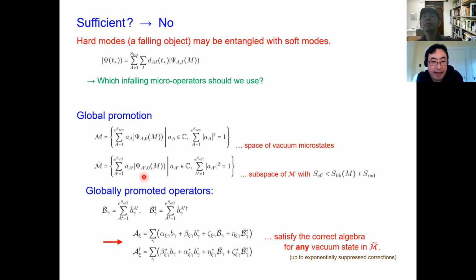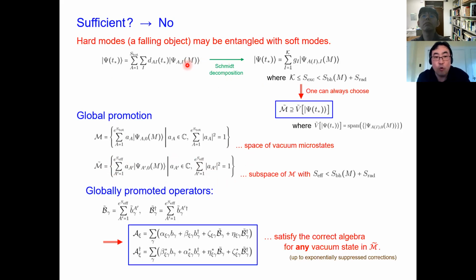Okay? And then you can show that you can just define a globally promoted operator. For each microstate, you have b tilde and b tilde dagger, and you can just take a direct sum of these things in this space. And then this operator and the corresponding infalling operator act correctly on any state in this space. Okay? Not just the basis states, but any generic state in this space.